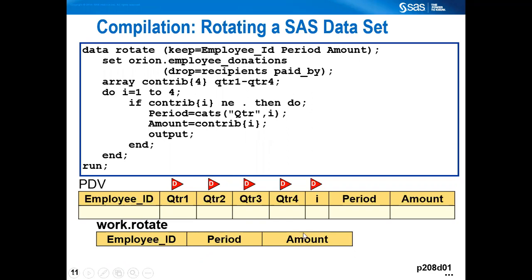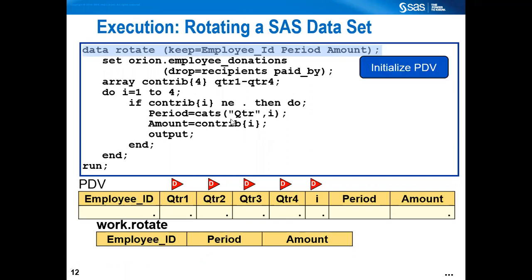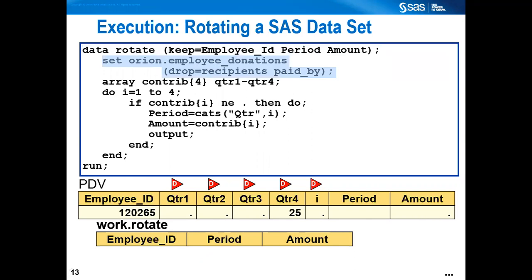Fine. Now let's understand its execution phase. During execution, at initial stage, your PDV has to be vacant and hence it is initialized with missing. Character variables are blank, numeric are assigned as period. Now when it hits your set statement, it reads your input table Orion.employee donations. Hence, the first row of observation from your input data is taken into your PDV. Because this first employee is contributing only for fourth quarter, it's showing these values like this.